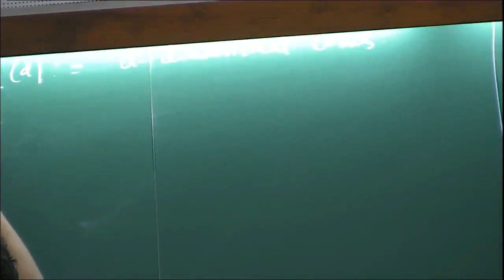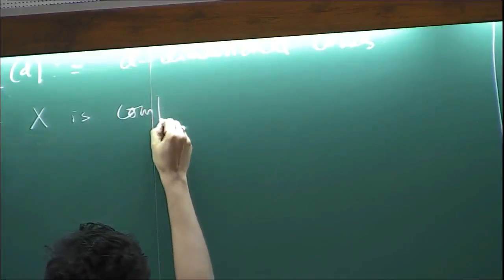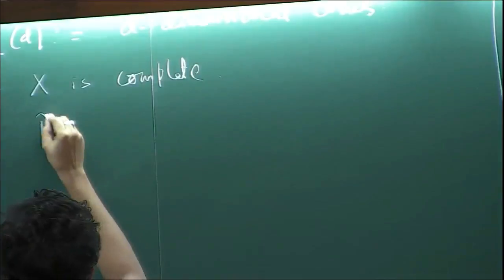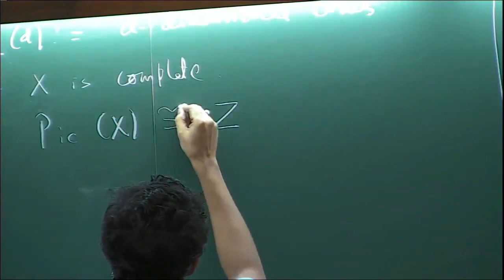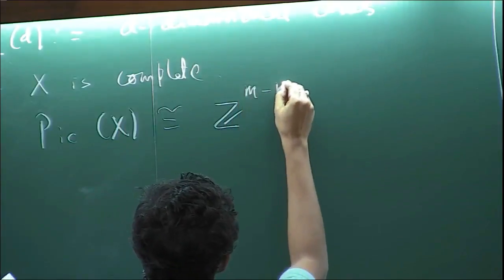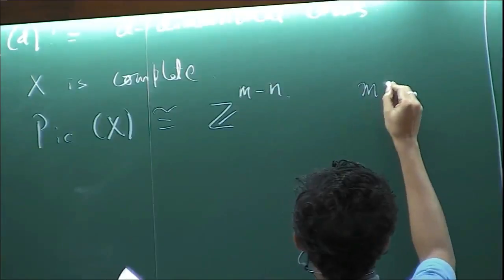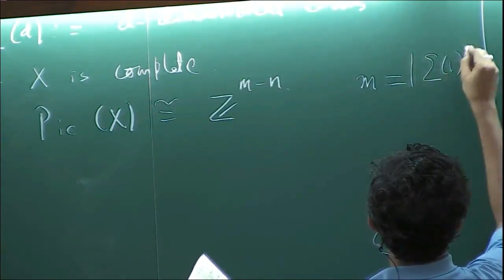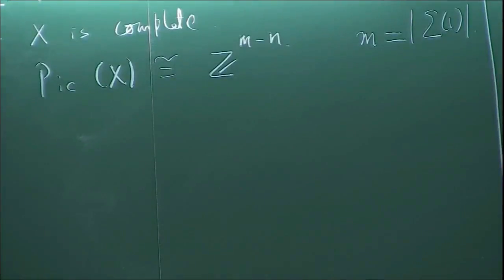So if X is complete, then Pic X is isomorphic to Z power m minus n. What is m? m is the number of elements in sigma(1), the cardinality of one-dimensional cones.